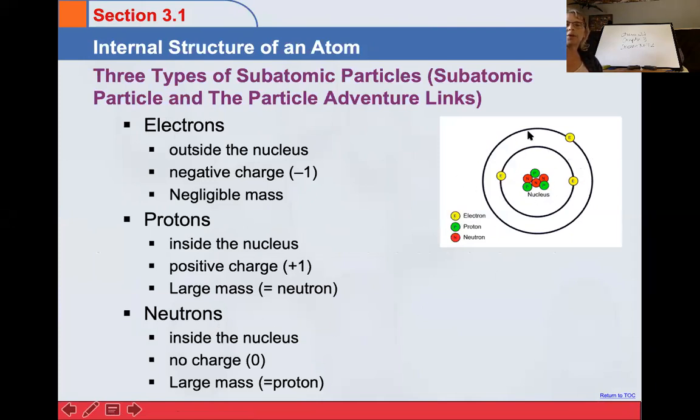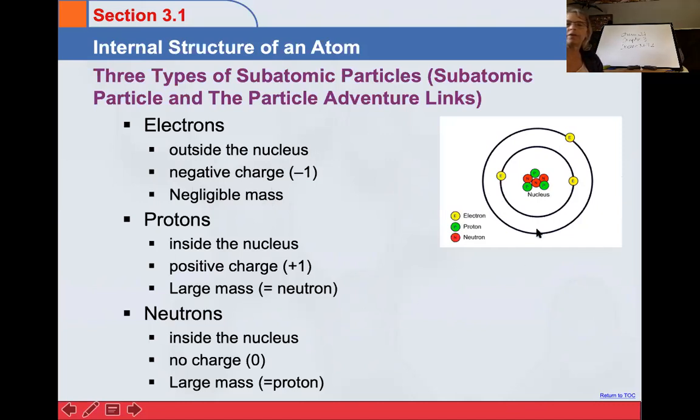Electrons are the particles that are outside of the nucleus and have a very small or negligible mass. They have a charge of -1. So electrons are outside the nucleus and have a negative charge and a very, very small mass.